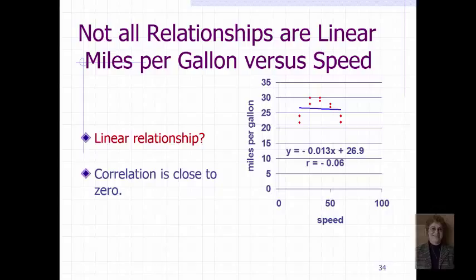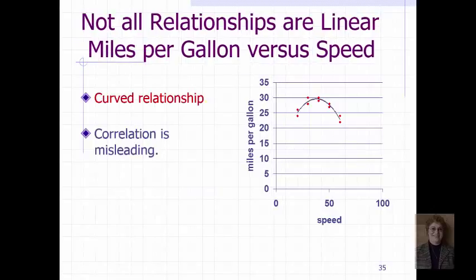Here we have a graph of vehicle speed versus miles per gallon, and we calculated our correlation coefficient, and it's a negative 0.06, which is pretty small. And so you might be tempted to say there's no linear relationship between these variables, but look at it. There's a curved relationship between these. So just calculating that R and interpreting it without graphing can oftentimes be misleading.